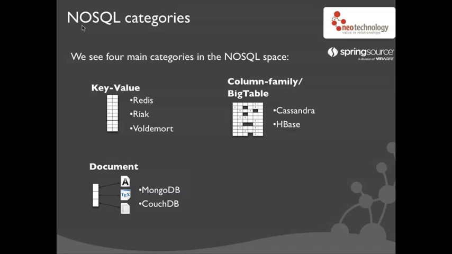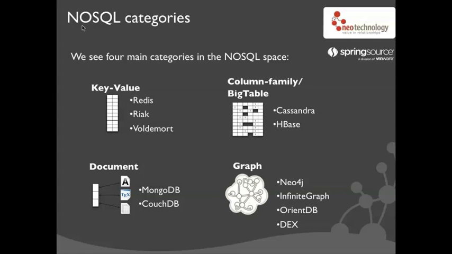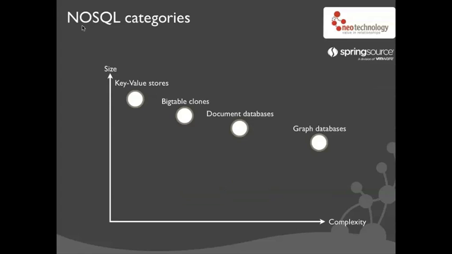The next data store type is document databases, which are the best fit if you want to store structured documents and search over them. Two very famous ones are MongoDB and CouchDB. And then we have graph databases, which allow you to handle very rich and interconnected data.